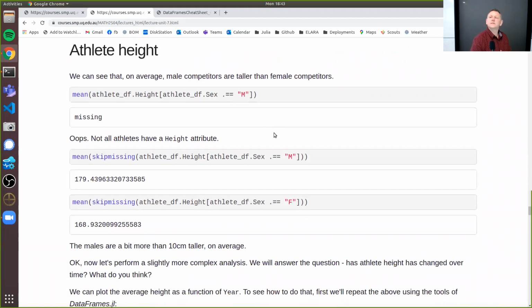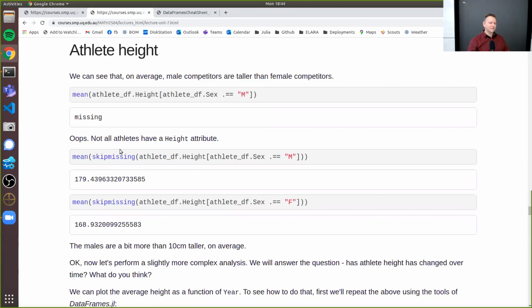So we're going to look at the height of athletes in this data set, and there's some interesting things going on here. So let's look at the male versus female competitors. So on average, you'd expect the males are likely to be taller. Here's a bit of an oops. If I just try and find the mean height, I get missing. So if there's missing data, it tends to propagate and pollute the results.